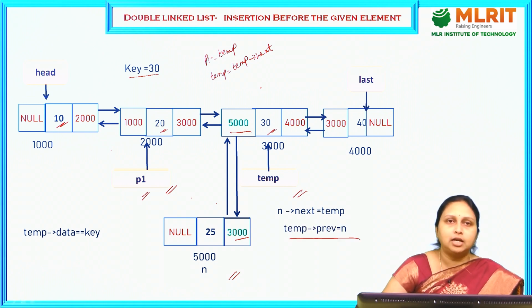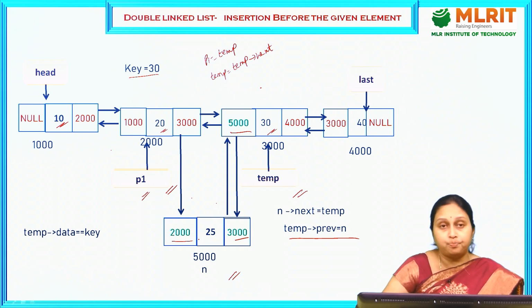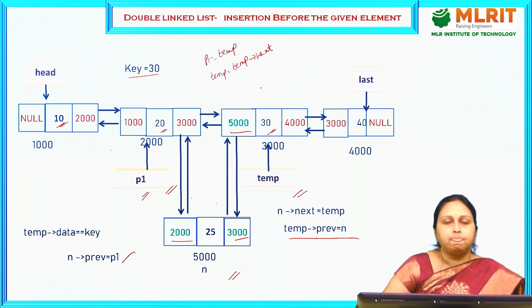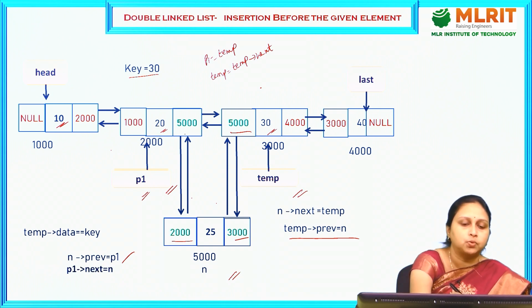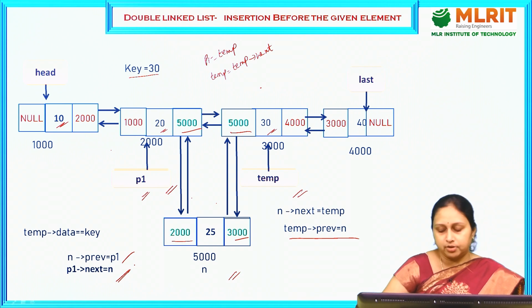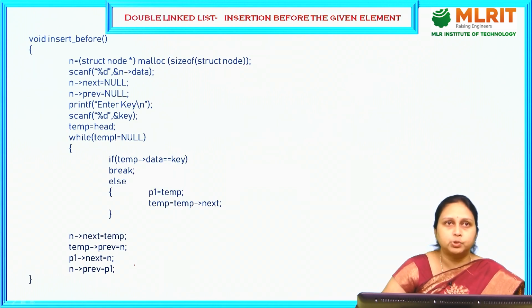Now coming to the left hand side, here we are going to store 2000, which means N arrow previous equal to P1, and this is the step you need to represent. And the next one is P1 arrow next equal to N. This is the connection where we are going to store the address of 5000 in this location. This is the step we are going to write. And based on that, this is the sub function of how we are going to write it.